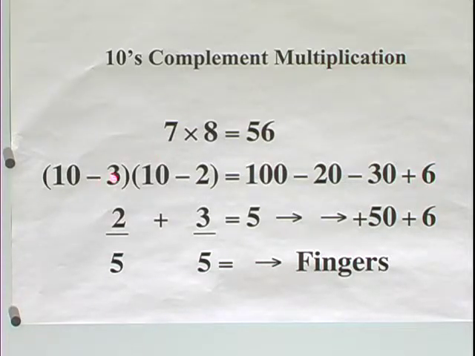Now if there's 3 fingers open, there must be 2 closed. If there's 2 fingers open, there must be 3 closed. So if we add the closed fingers, 2 plus 3, we get a 5. And that's the tens place. Multiplying the open fingers, we get the 6. Adding the closed fingers, we get the 5, the tens place, and the ones place.